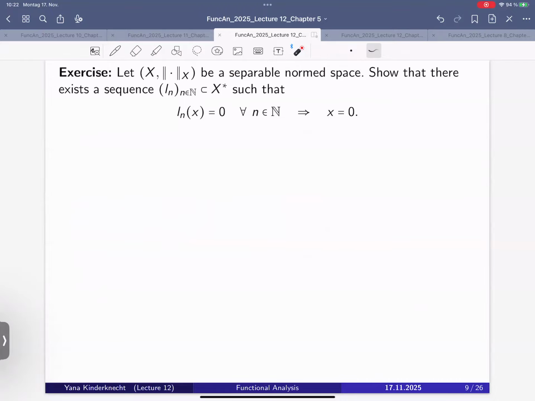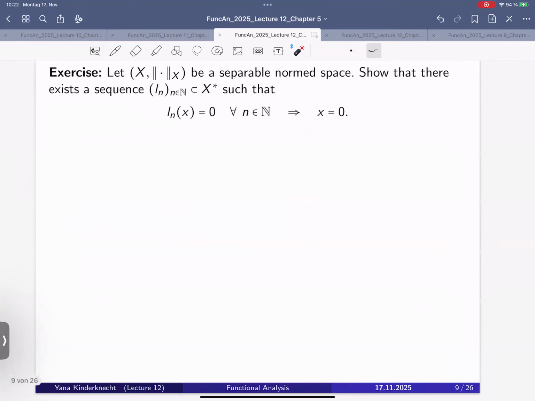Dual basis. Let us not use such words, but you see this separable and here a countable family. Okay, so it's a home task for you to think about.